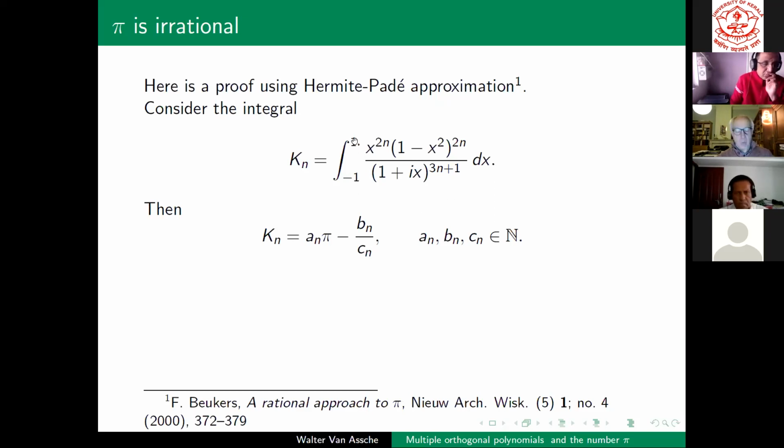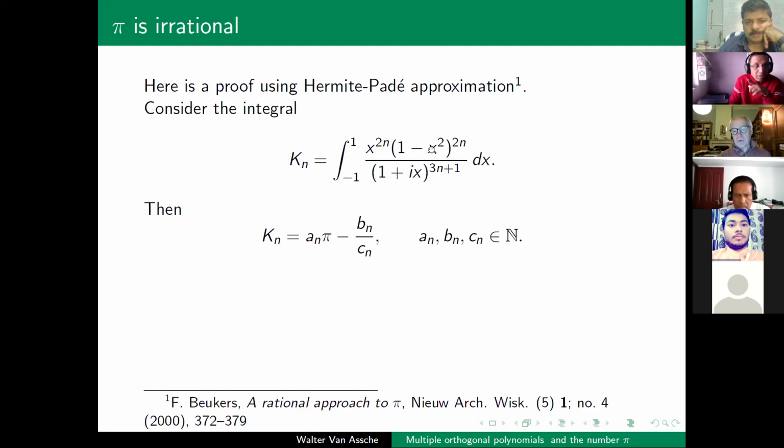It's an integral from -1 to 1 of this rational function, which depends on n, 2n in the numerator and 3n plus 1 in the denominator. It has zeros in the points 0, 1, and -1, and it has a pole in the point i, minus i I guess, yeah. Well, if you calculate some of these values for certain numbers of n, you will figure out that this integral is always this linear combination of pi with these rational numbers a_n and b_n and c_n. So you can find a_n and b_n and c_n, which are integers, such that it is always going to be of this form. And then that allows you to give some rational approximants for pi.